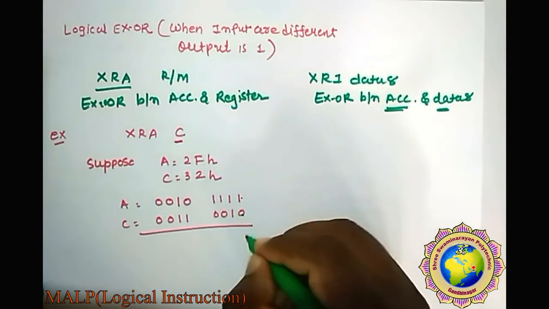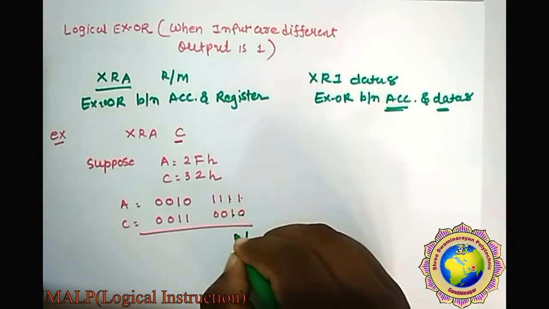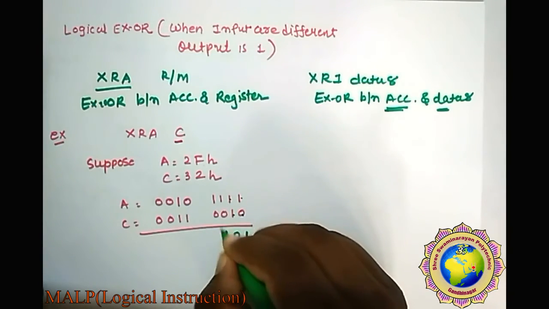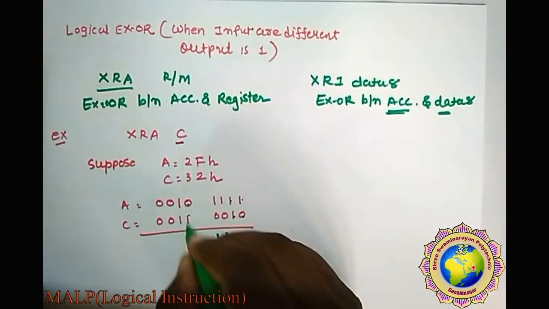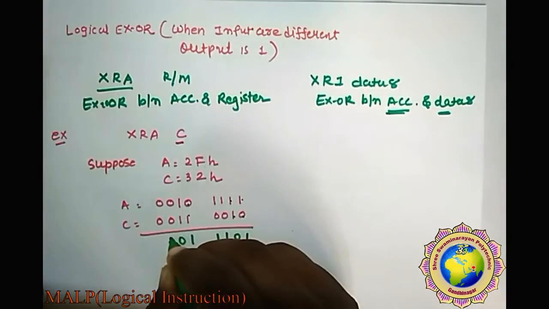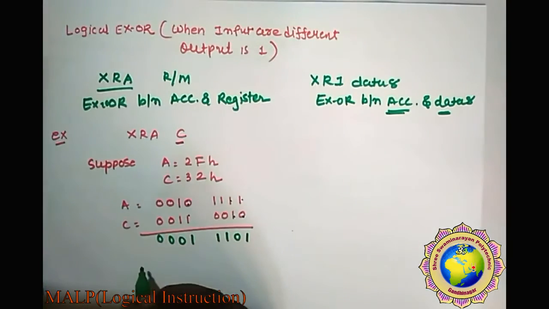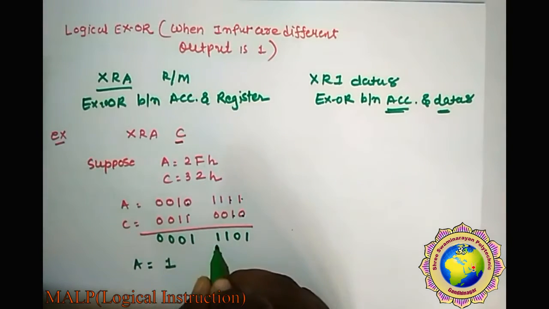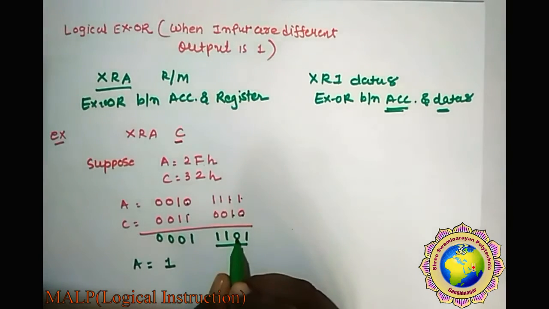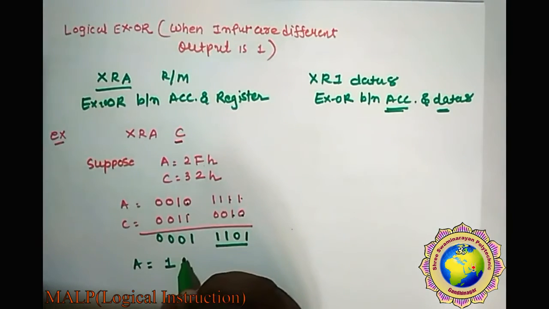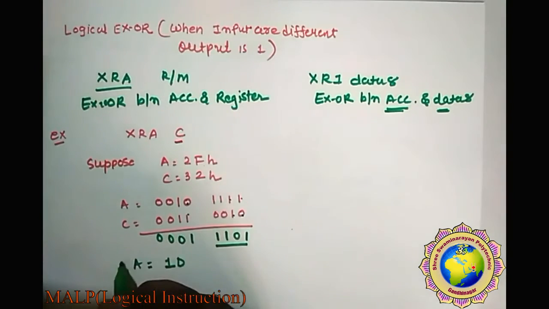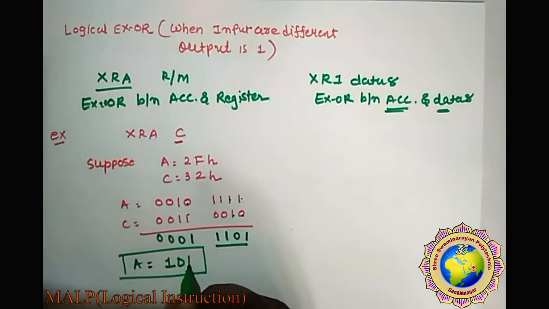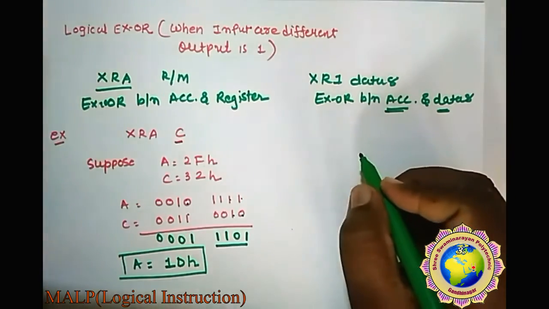Then perform. See here, if both bits are different, then the output will be 1. So here is a 1, here is a 0. If both are the same, 0. Different 1, different 1, different 1, same 0, same 0, same 0. So after performing, the value of A is 1. Which number is this? It's 13, which means D. So after performing, the value of A will be 1DH.